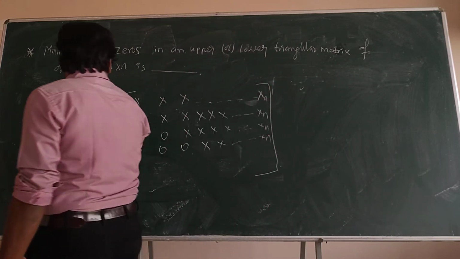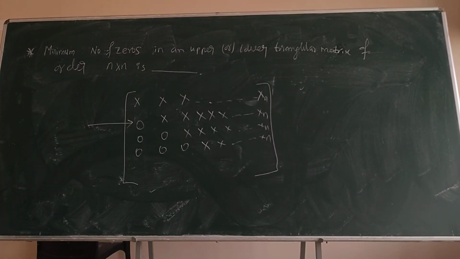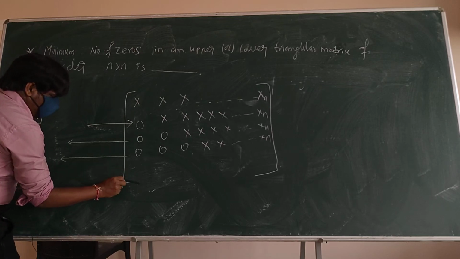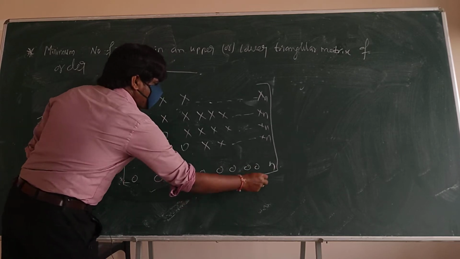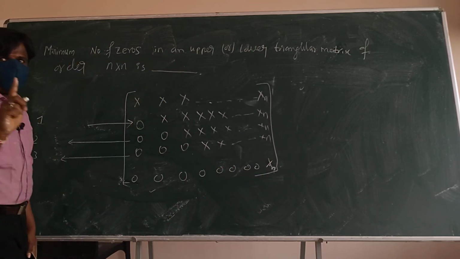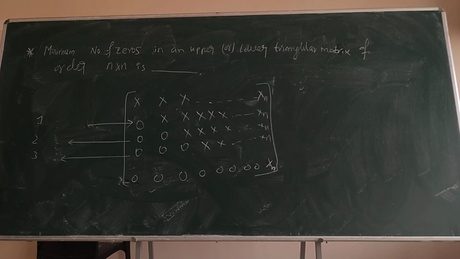So here in the first row, how many zeros are there? 1, right? Here how many zeros are there? 2. Very good. Can you tell me in the last row how many zeros I'll get? n minus 1. Yes, if I go down, the last row has one something, and the remaining places are n minus 1 zeros.